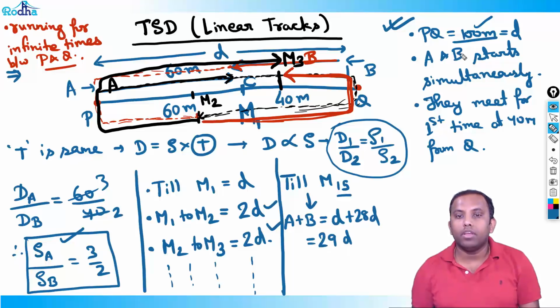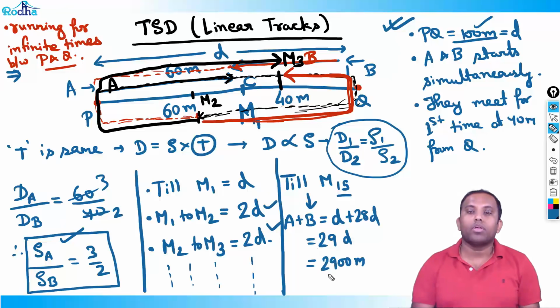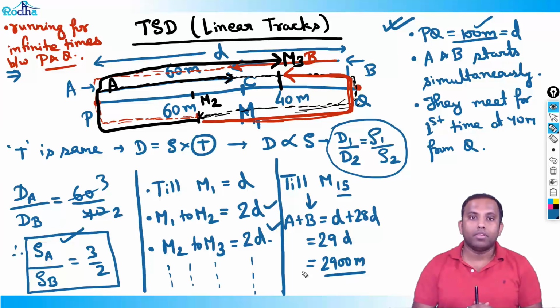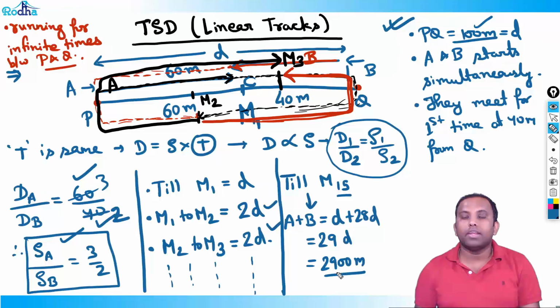And here D is 100 meter. So the total distance traveled by them is 2900 meter. Very important point. Combined distance traveled by them is 2900 meter. And then what we can calculate is their individual distance, because you know that their speed ratio and their distance ratio is 3:2. So I can divide 2900 in the ratio of 3:2.